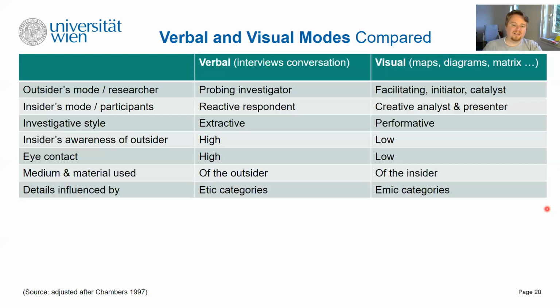Yeah, the next level would be details influenced by. So in the verbal mode, especially if you ask about details, it's pretty much the etic categories, yeah, the categories from the outsider, the outsider's view. If we ask something and we don't understand something, usually it's linked to our perceptions and our categories we are having in mind. And then we are trying to verify, oh, maybe it's that and that, and then we can explain the word easily.